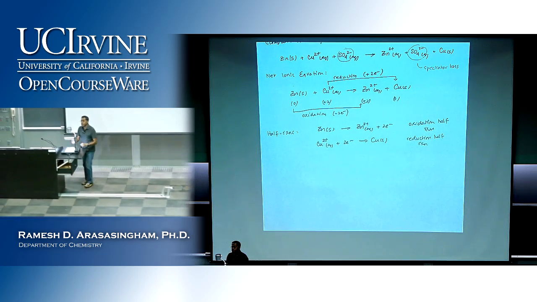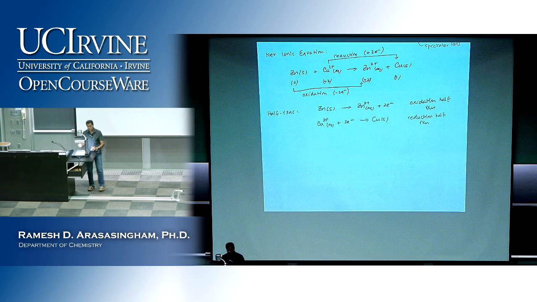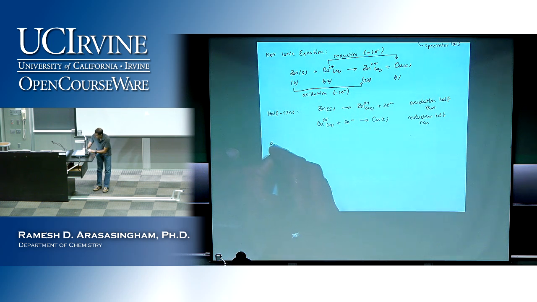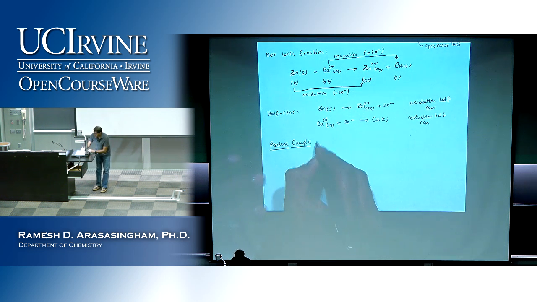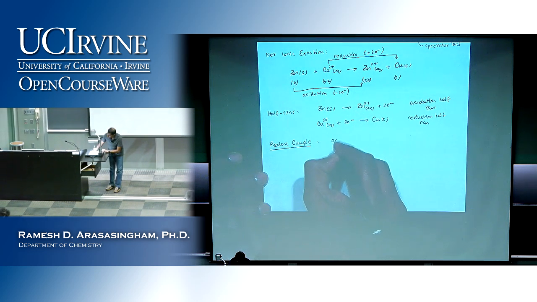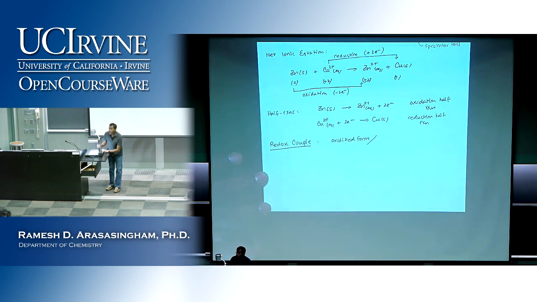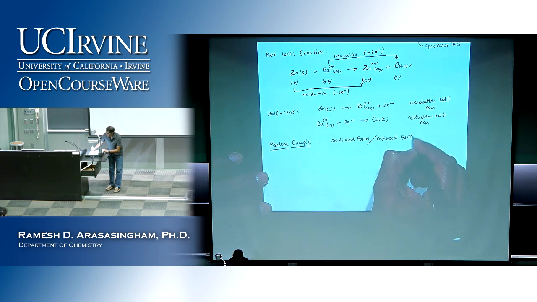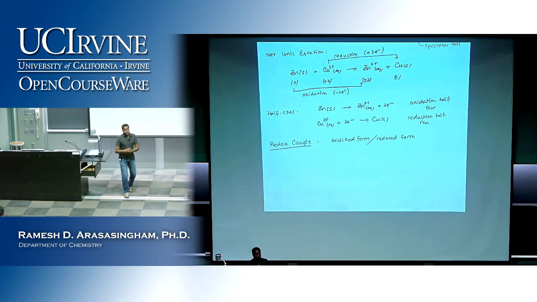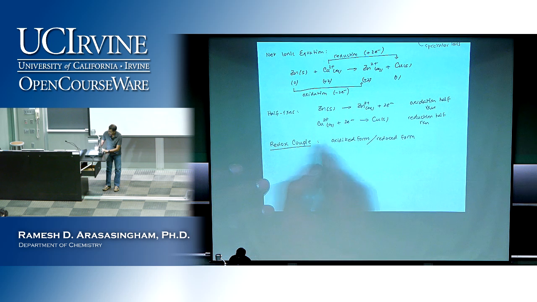So just like conjugate acid-base pairs are used to describe acid-base reactions, here we use the term redox couple. And in the redox couple, you always write the oxidized form first, then a diagonal line, and then the reduced form. So always you write it in that order. So in this reaction, you can see there are 2 redox couples. One is zinc, and the other is copper.